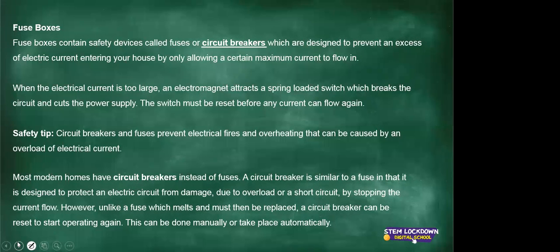So you see the word electromagnet. I'm going to explain it to you. First, I'm going to explain what magnets are, and then I'll explain what electromagnets are in the next few slides. So a safety tip for you: circuit breakers and fuses can prevent electrical fires and overheating that can be caused by an overload of electrical current. Electrical fires are caused by overheating, or an overload of electrical current. So this is important for you to know as well.